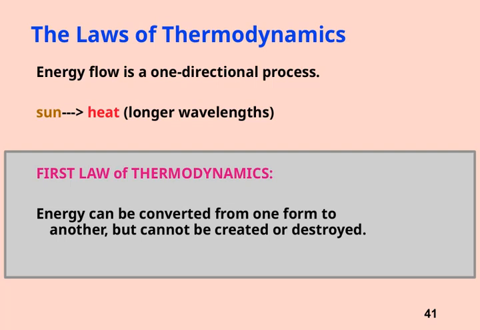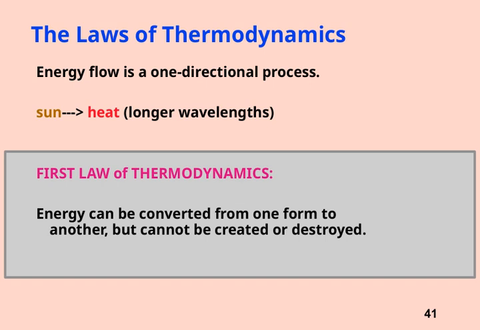Now, let's consider the laws of thermodynamics, starting with the basic idea that energy flow is a one-directional process. When the sun's energy reaches Earth, it primarily appears as heat with longer wavelengths. This energy then moves through different systems, but always in a single direction, outward or inward, never backwards.